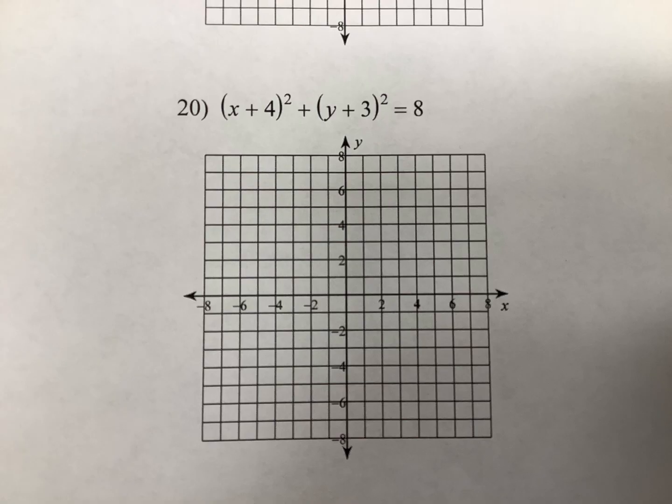Number 20. What's the center? Good job. -4, -3. What's your radius? The square root of 8 is 2.8, so getting close to 3. Go over to -4 and down 3. Now count 3 blocks over and put your dots just shy of those. 1, 2, 3. Up, 1, 2, 3. And left, 1, 2, 3. And down, 1, 2, 3. And then connect them.